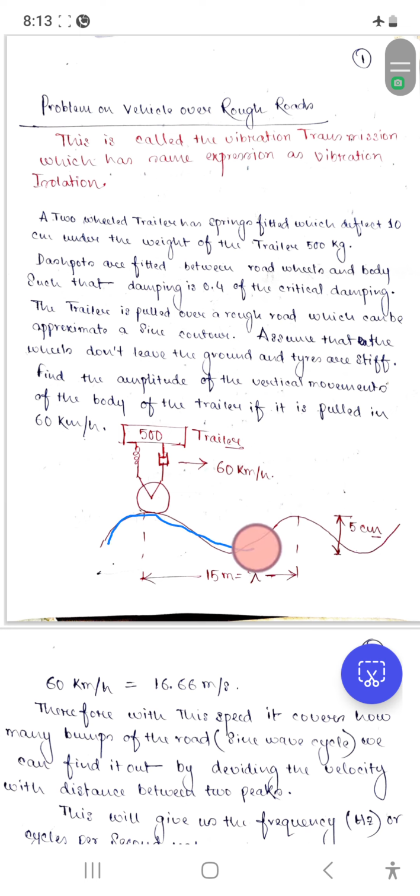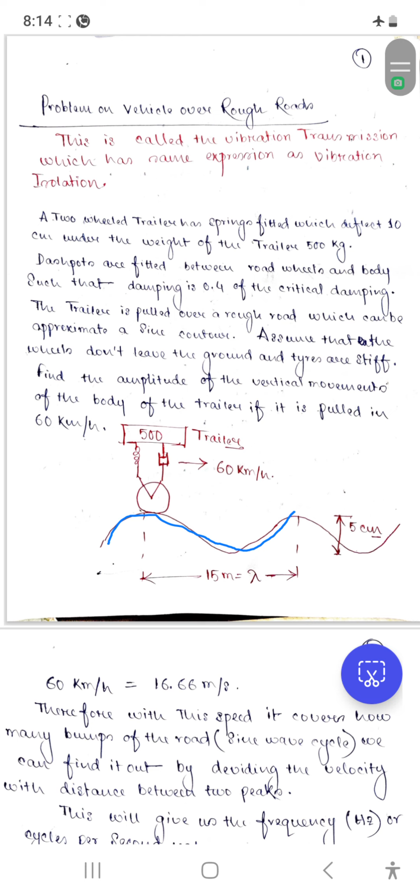Let me draw it properly. As I am doing it with mobile, it creates problems. Anyway, this is one cycle. So whenever it is moving over the road, it is completing many cycles like this. It is moving with a certain velocity, so how many cycles it will cover will be decided by that.